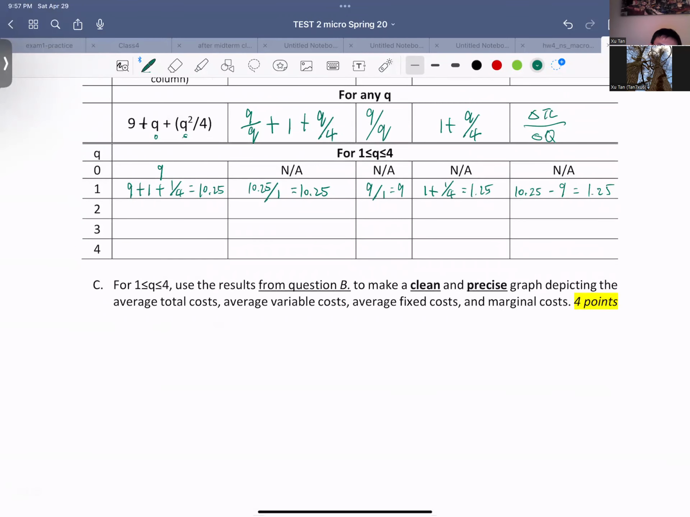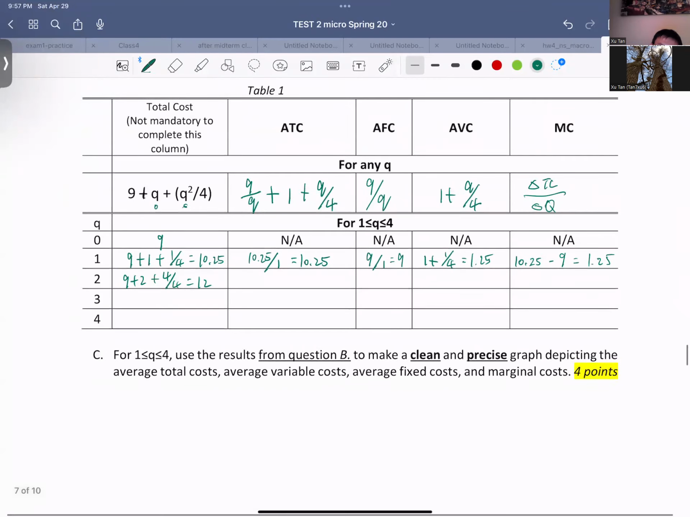What do we have? Two quantity: 9 plus 2 plus 4 divided by 4 goes to 12. So average total cost is 12 divided by 2, 6. Average fixed cost, 9 divided by 2, 4.5. Average variable cost, 1.5. Marginal cost is 12 minus 10.25, 1.75.